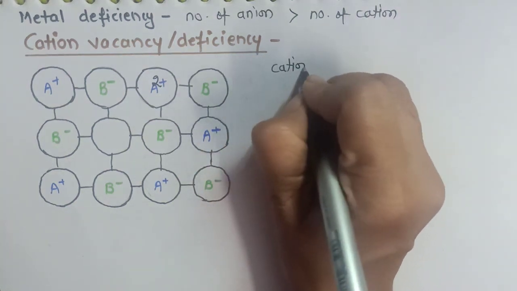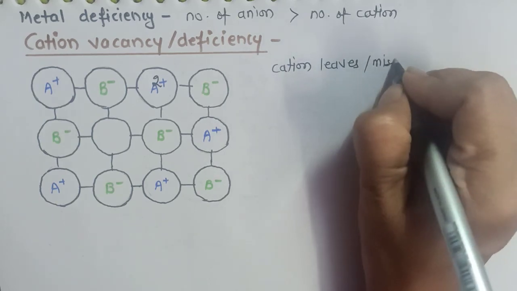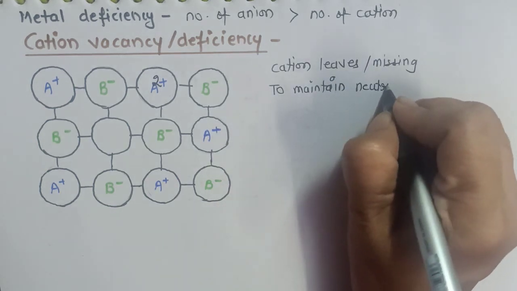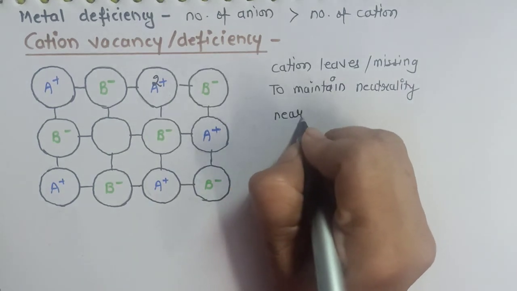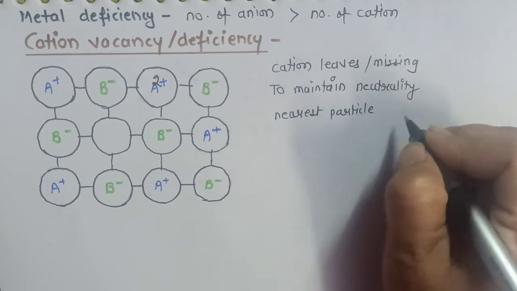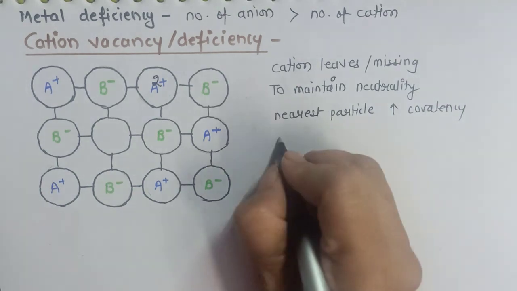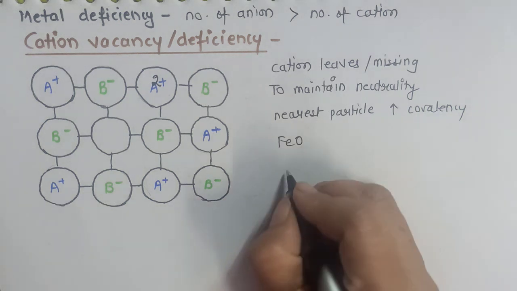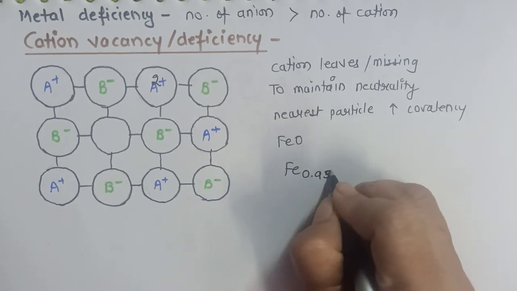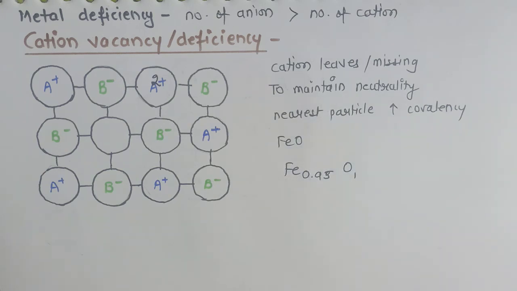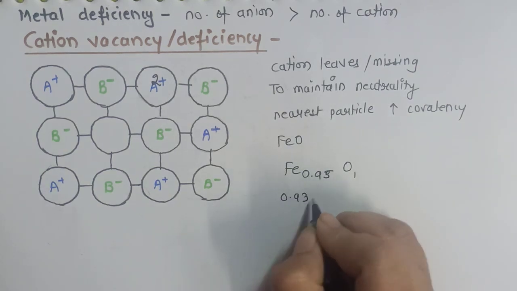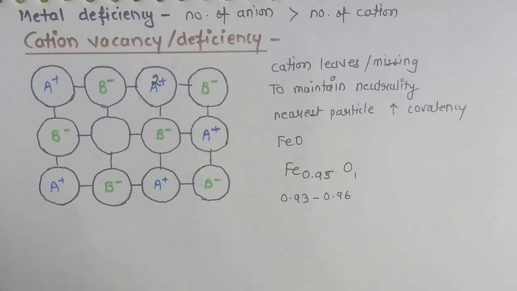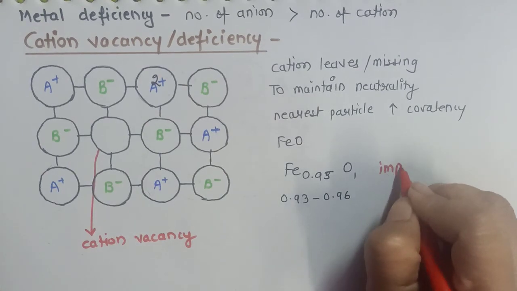So, what we have seen? The cation leaves its place or is missing from its place, and to maintain the neutrality, the nearest cation or the nearest particle increases its covalency. For example, iron oxide. Due to this cation vacancy or cation deficiency defect, the ratio of iron is 0.95 and oxygen remains 1. This ratio can change from 0.93 to 0.96 because some of the iron will change their covalency from plus 2 to plus 3. This is an important example.